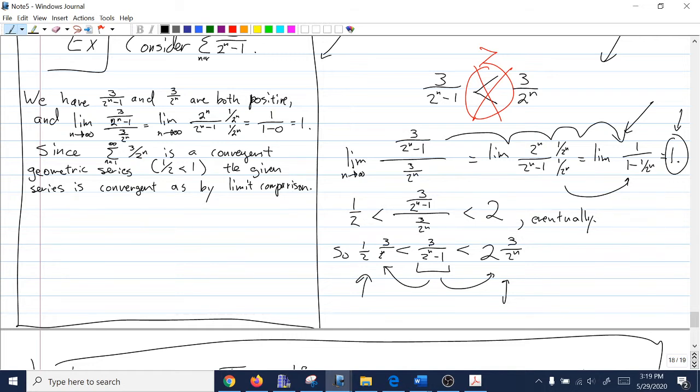Like, this is clear. I guess this is like a turn of phrase that you're allowed to use. You could say by. I guess I wouldn't say by ratio if it was by the ratio test. Yeah, we have that both sequences are positive and the limit is 1. Since this series is a convergent geometric series, the given series is convergent as well. Oh, I forgot the word well, as well, by limit comparison.